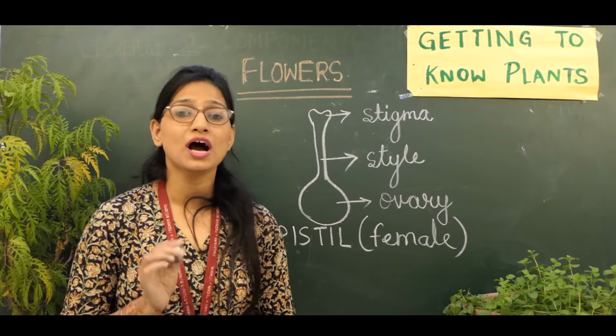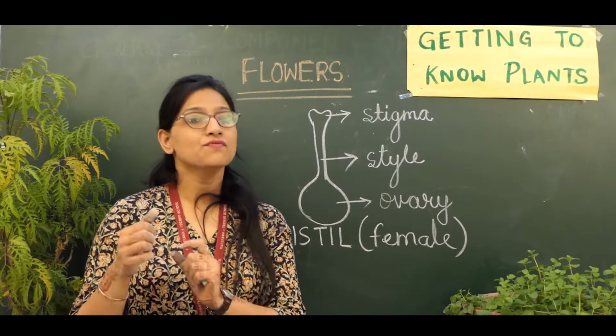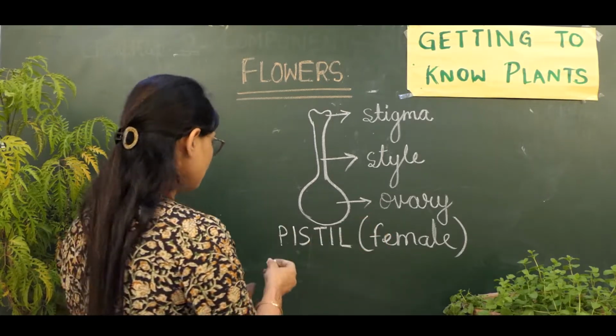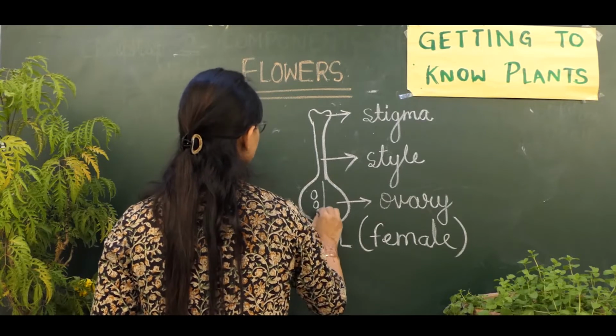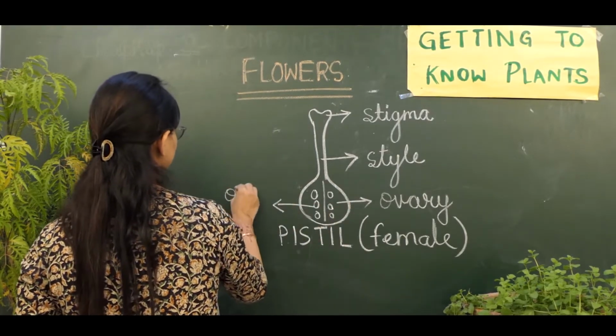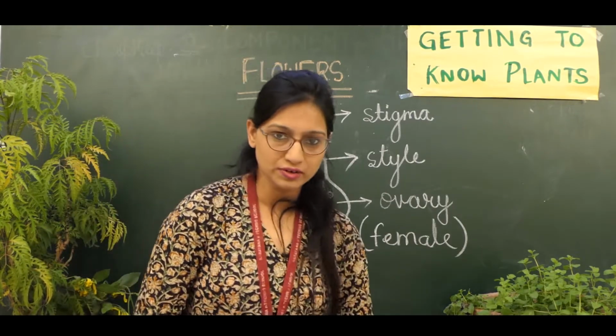Inside the ovary you have ovules. The same way what we had in the male, we had pollen grains inside the anthers. Here we have ovules inside the ovary. These are ovules which are found inside the ovary.